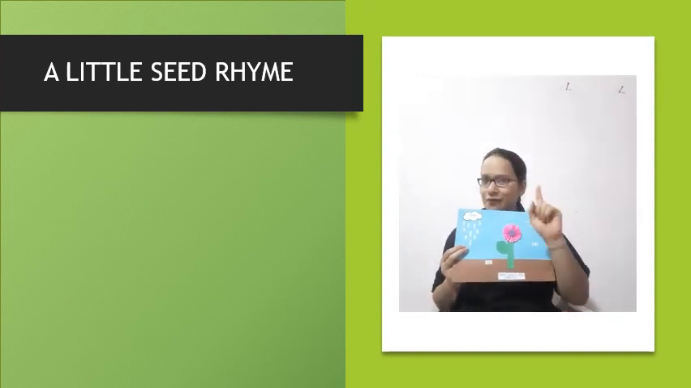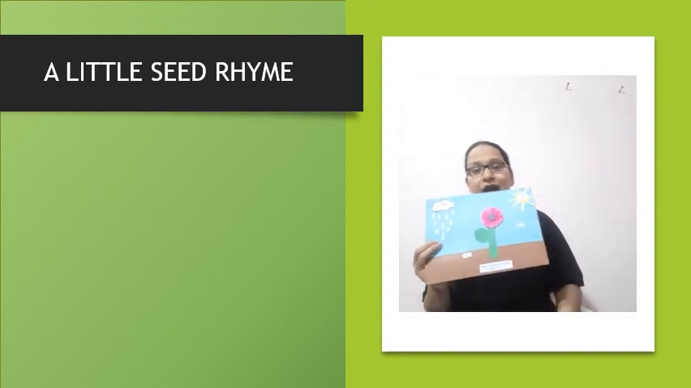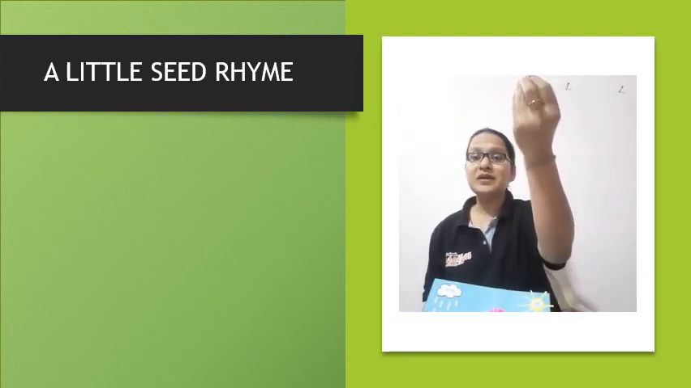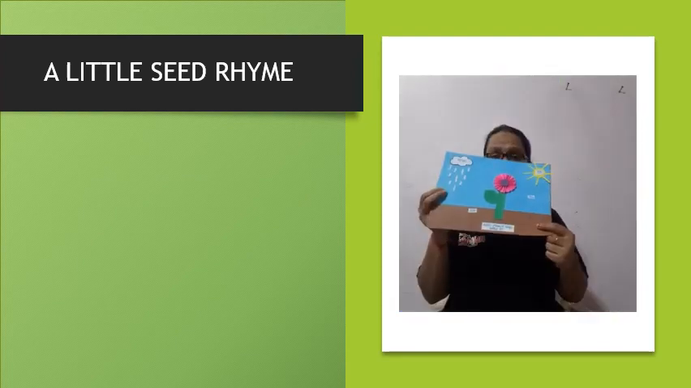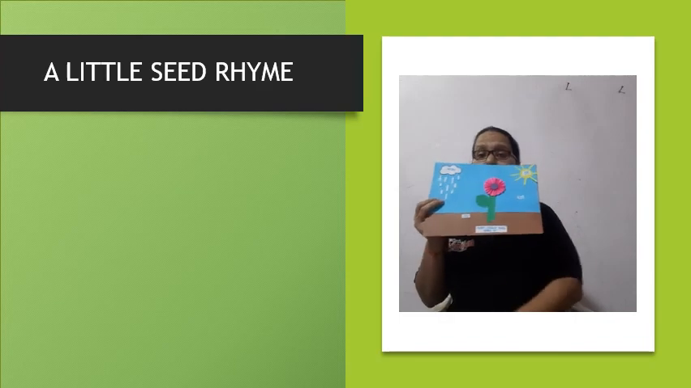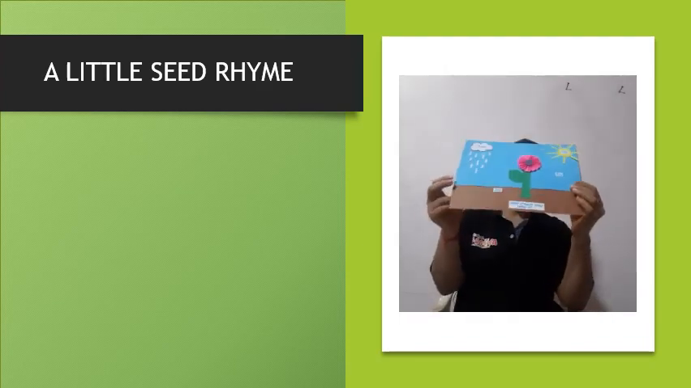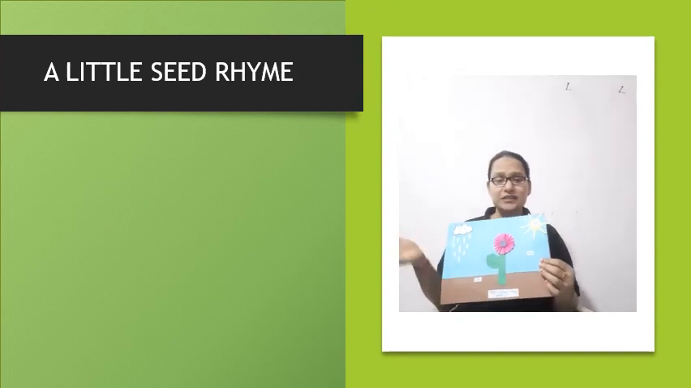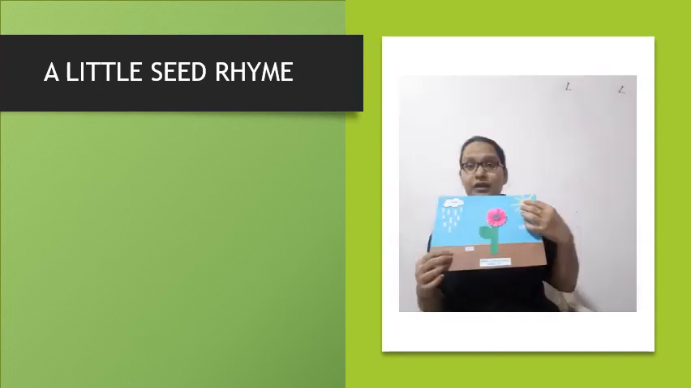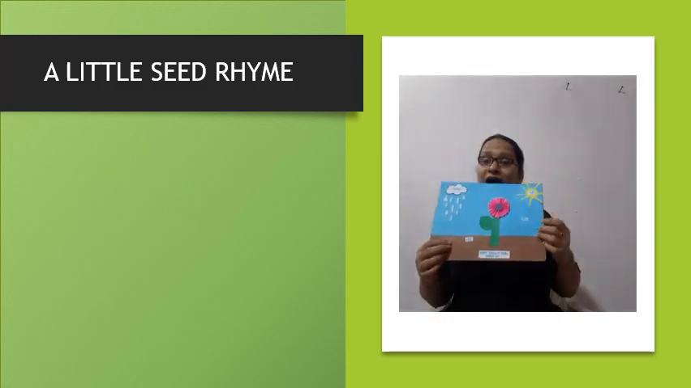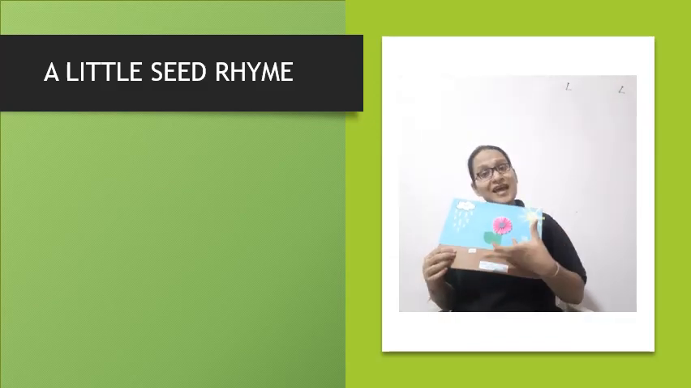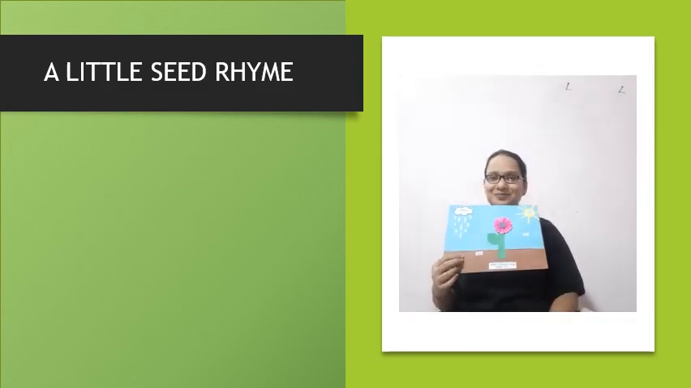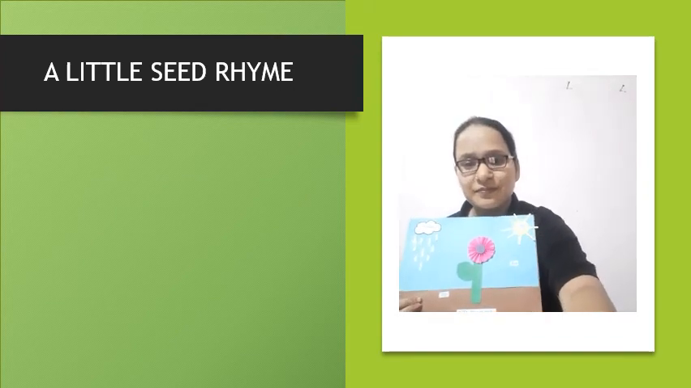Let's recite one more time. A little seed for me to sow, a little soil for me to grow, a little home, a little patch, a little wish, and that is that. A little sun, a little shower, a little while, then a flower. So children, did you like this rhyme?